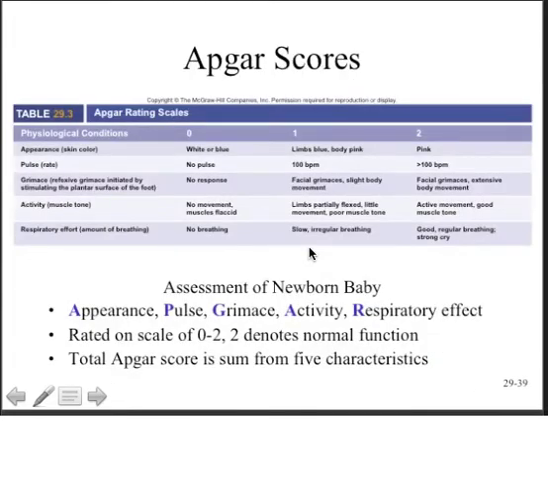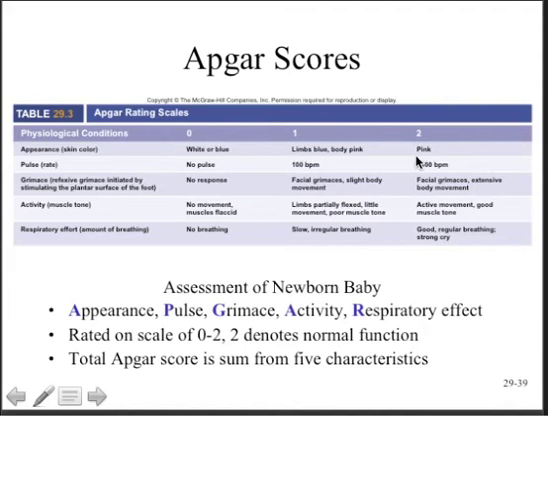Once born, one of the ways that we assess whether or not the baby is developed and will manage to thrive is through the use of something called an APGAR score. APGAR is an acronym standing for Appearance, Pulse, Grimace, Activity, and Respiratory Effect. And it's rated on a scale of 0 to 2, where 2 denotes normal function. The total APGAR score is the sum for the 5 characteristics. And so you can see here the different rankings.